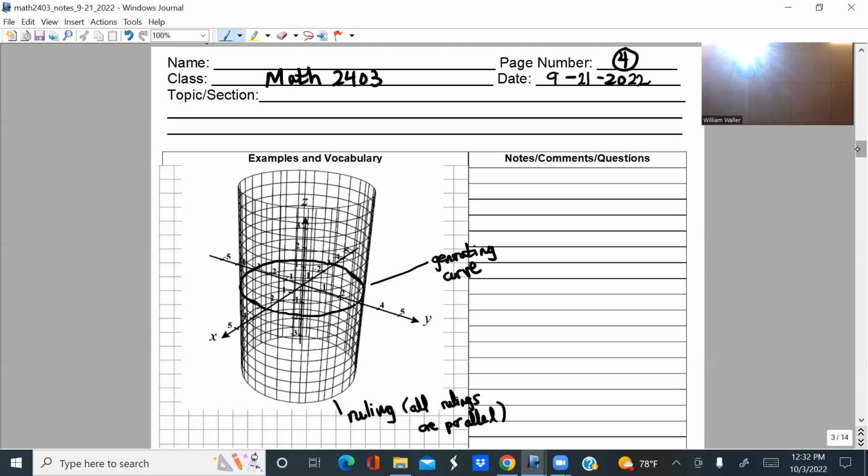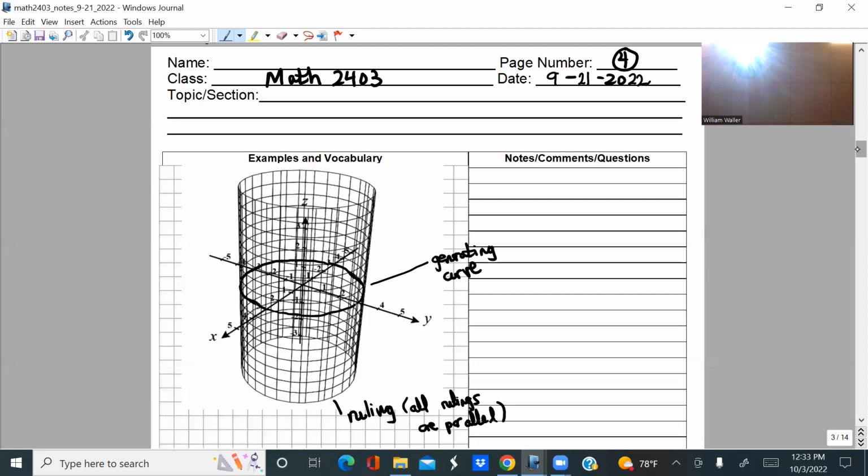So what did we do? We had x squared plus y squared equals 9. Z was missing, so that means the plane that we wanted to graph our equation in is the xy plane, because Z is missing. So graph the curve in the xy plane, and then draw as many perpendicular lines through that curve as you can. That will generate the entire surface. Such a surface is called a cylinder.